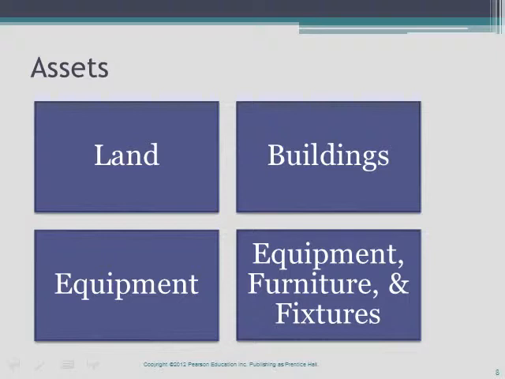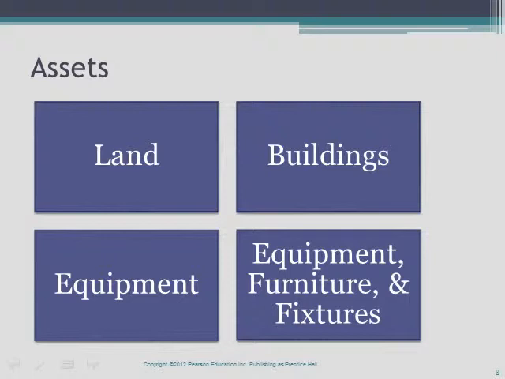Buildings. These are the cost of office buildings, manufacturing plants, and the like, and they appear in the buildings asset account. And then equipment, furniture, and fixtures. These asset accounts include such items as computers, office furniture, and store shelving.